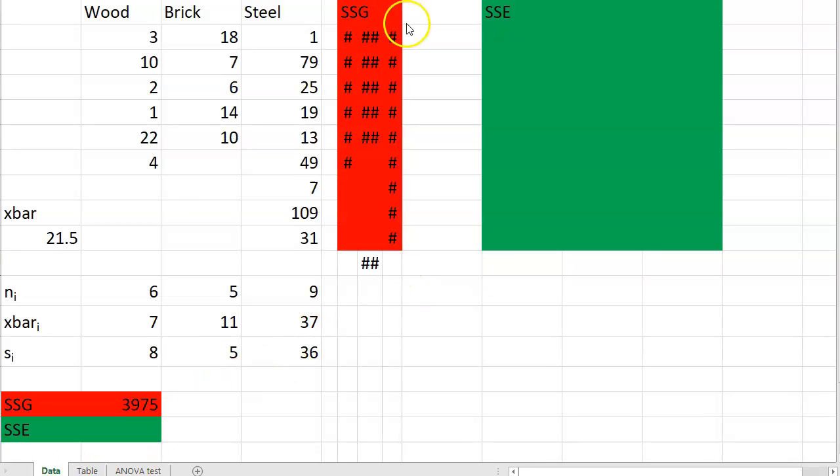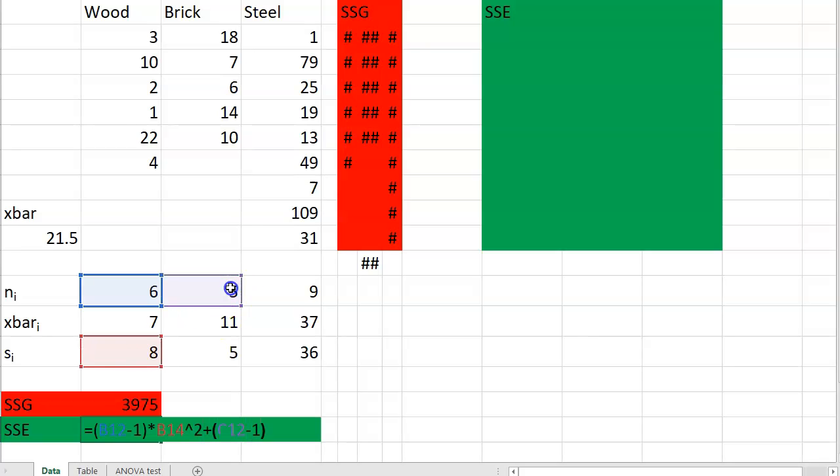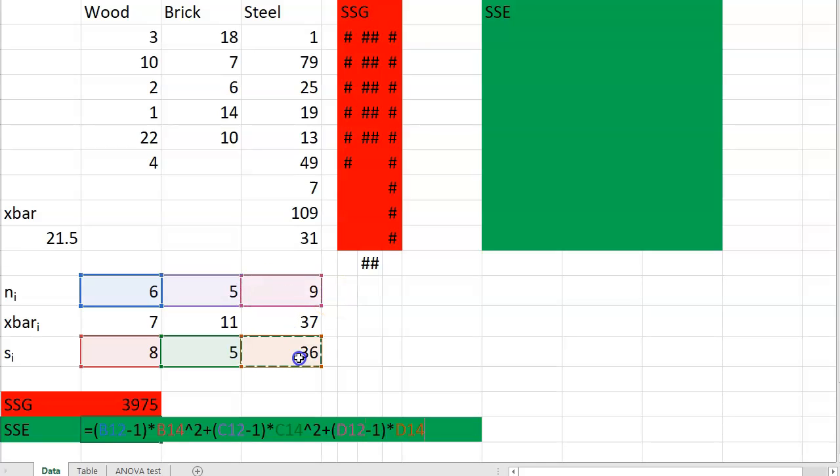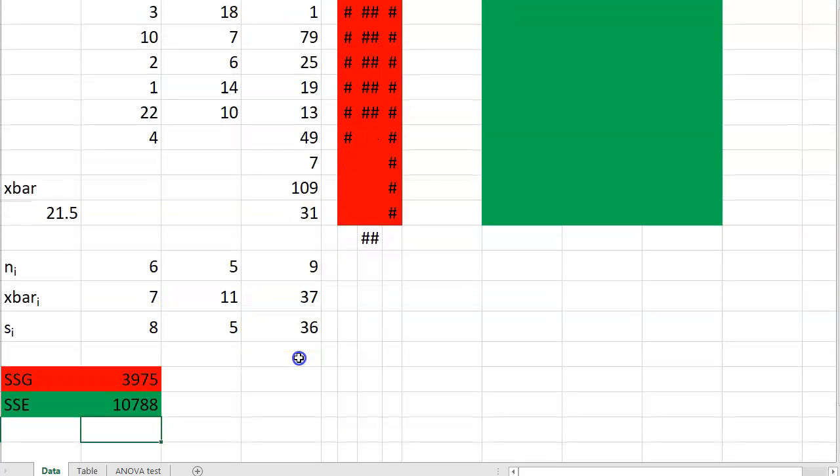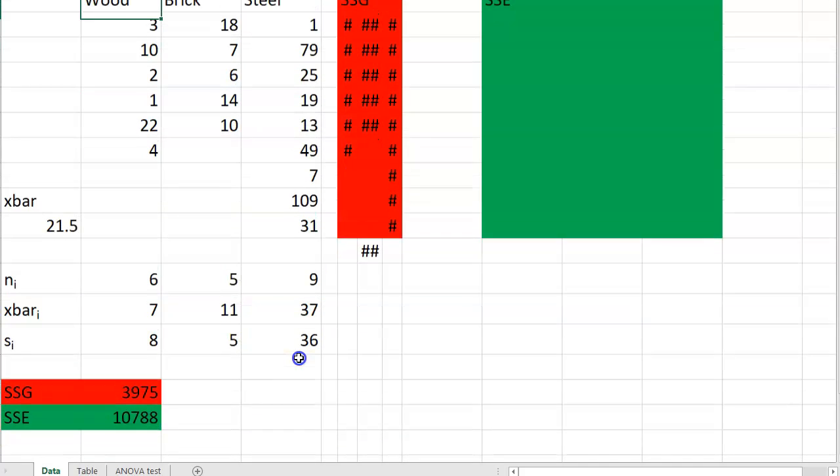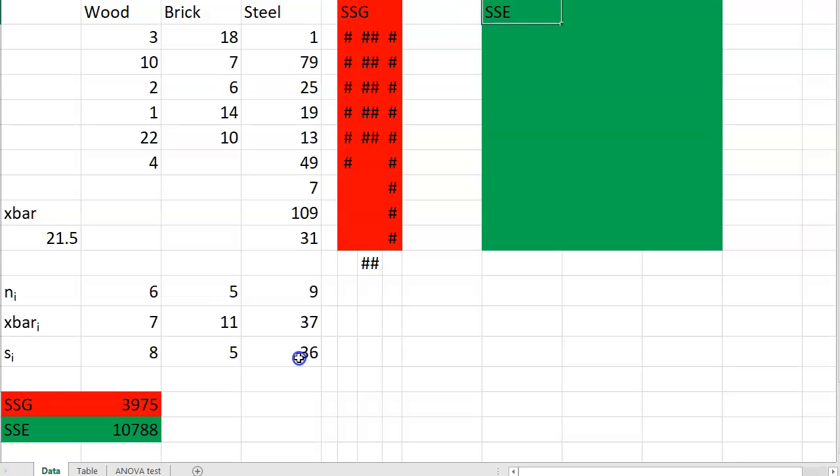Okay, I'm going to shrink those columns so that I can talk about SSE. How do we do this? I'm going to take n minus 1 times this guy squared, and then do that again: n minus 1 times s squared, and n minus 1 times s squared. There is my SSE.